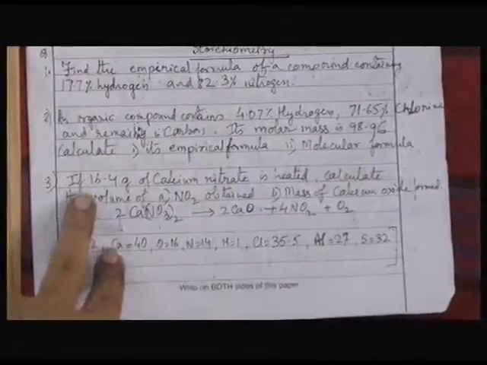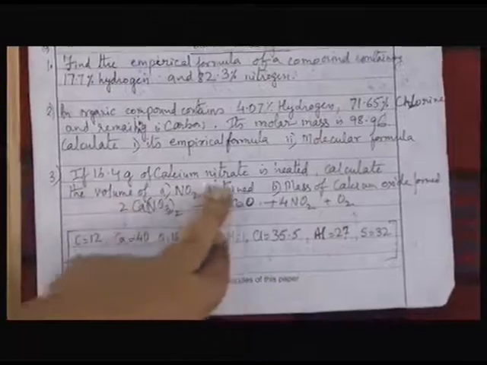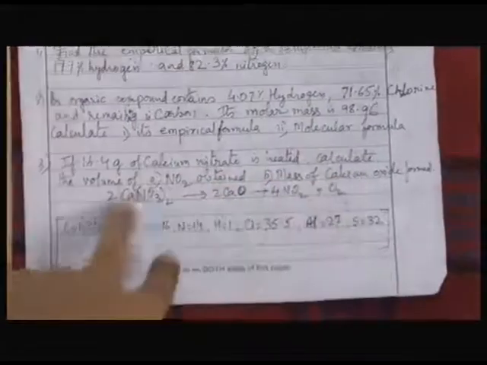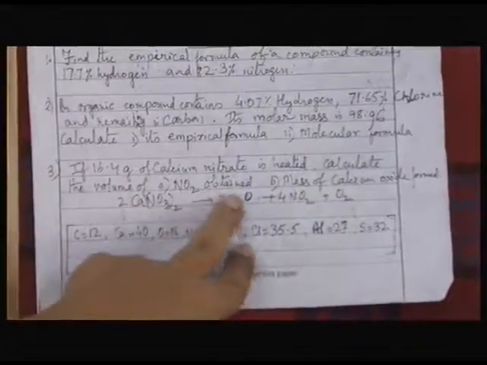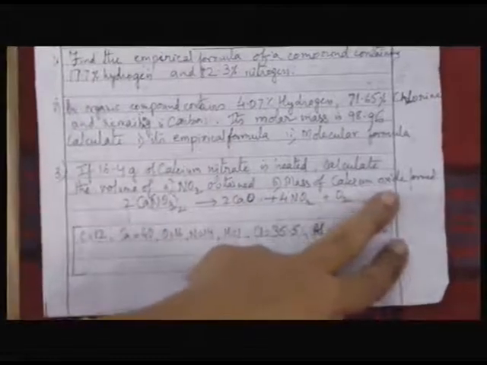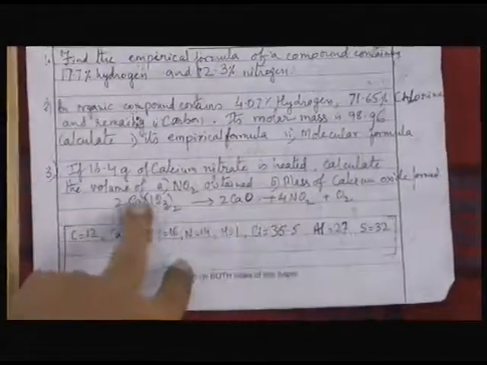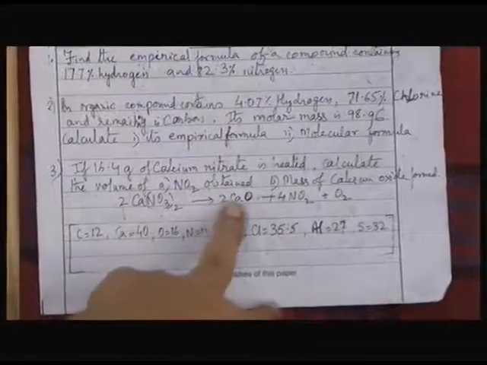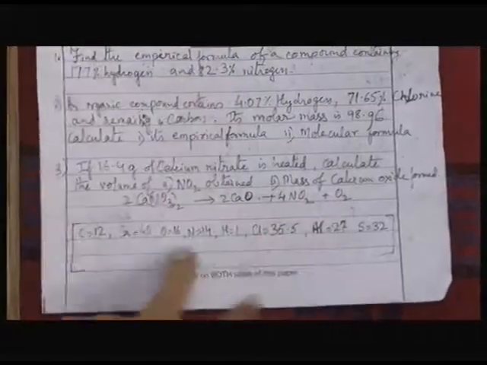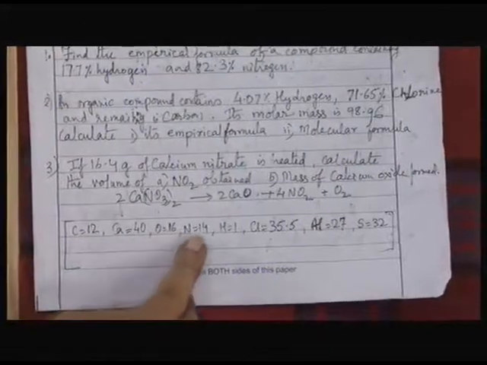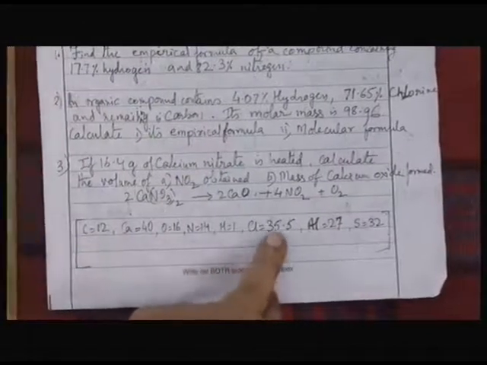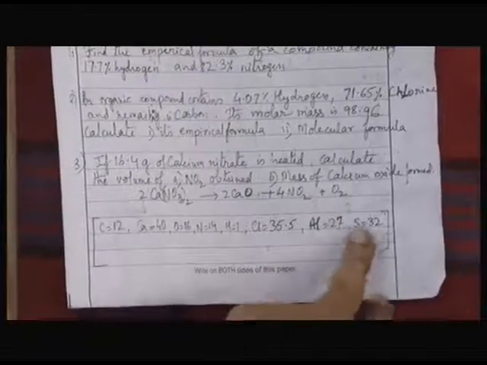The last one. If 16.4 grams of calcium nitrate is heated, calculate the volume of nitrogen dioxide obtained and the mass of calcium oxide formed. Equation given over here: 2Ca(NO3)2 forms 2CaO + 4NO2 + O2. And the atomic masses are given: carbon 12, calcium 40, oxygen 16, nitrogen 14, hydrogen 1, chlorine 35.5, aluminium 27, sulfur 32.